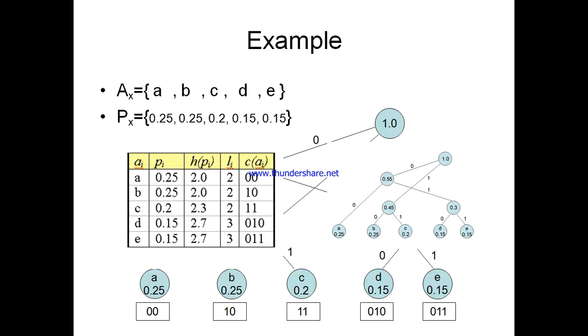You can see in the example, we have taken symbols A, B, C, D, E with different probabilities of distribution like 0.25, 0.25, 0.2, 0.15, 0.15. We calculate, as I told you with the formulas for h of pi, li and c of ai in the previous slide. You can notice that and calculate it. A, B, C, D, E are mentioned with their probabilities and the number of bits, and after that we form a grouping of trees.